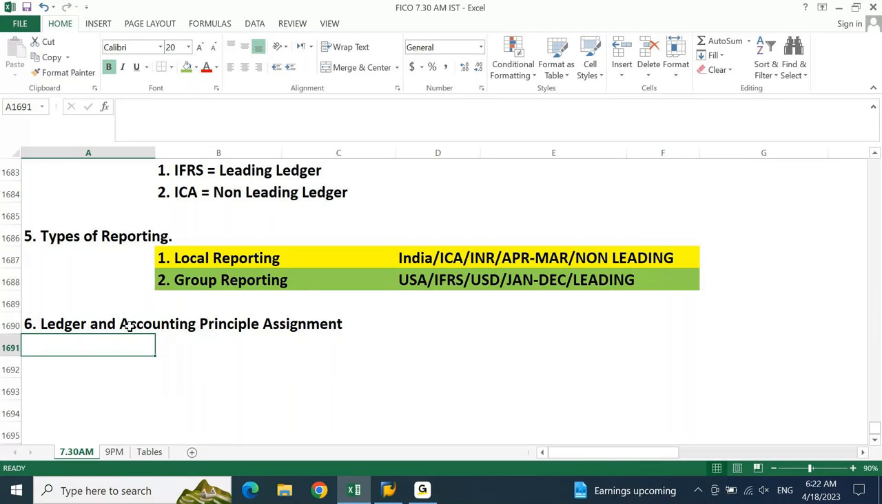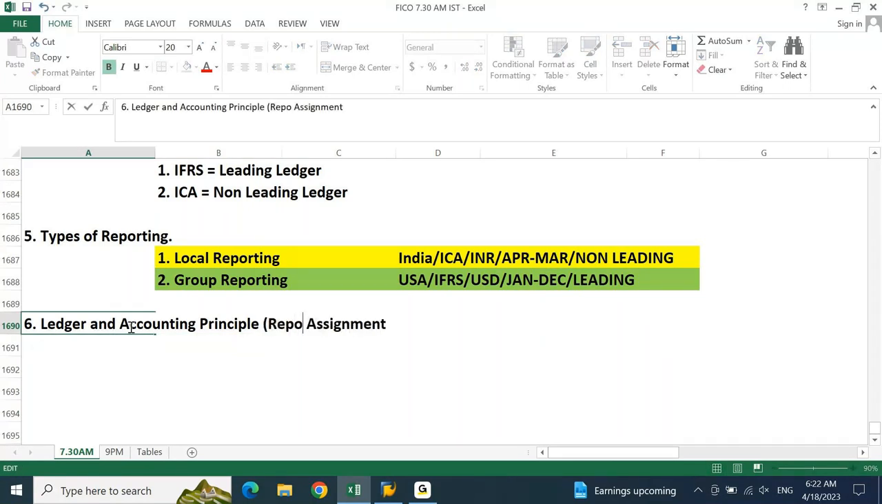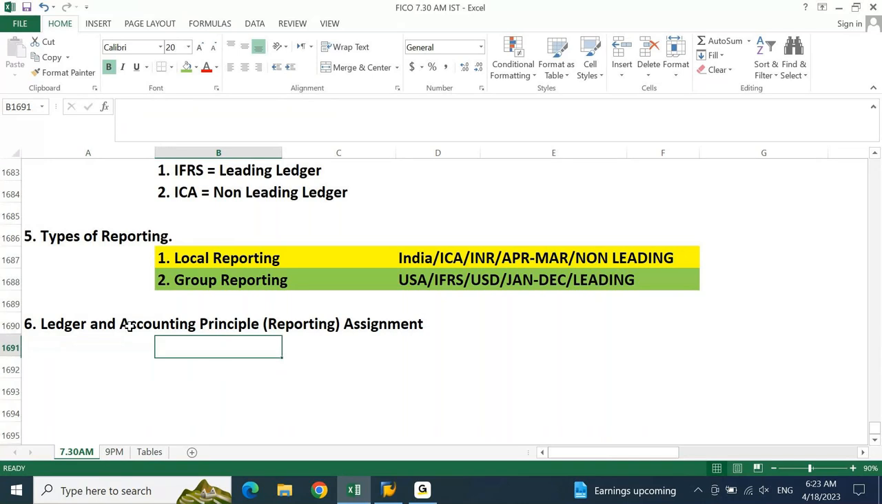How we are going to decide which ledger will be used for which accounting principle? Now, here you need to use only two points with respect to accounting principle. Or I'll also put reporting. First thing I'll mention, local reporting. Second one, I will mention group reporting. These are the common reporting terms that are used in any organization. Clear with these two terms first, local reporting and group reporting.